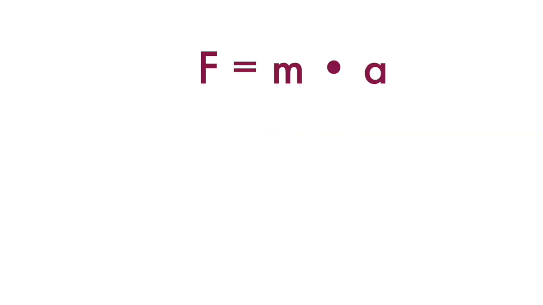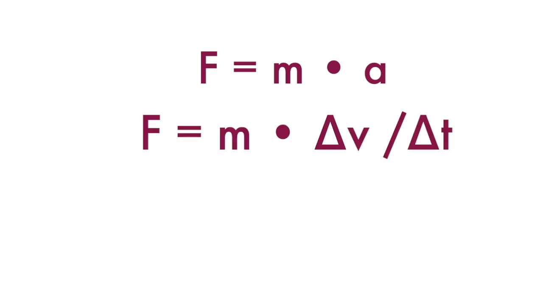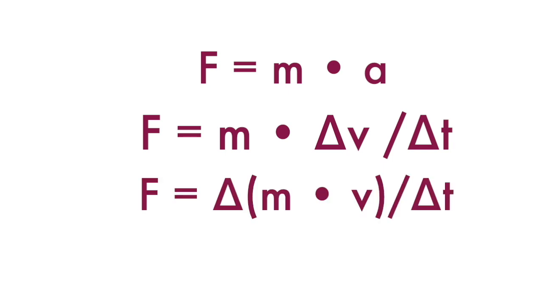We can actually relate force, momentum, and impulse using the equation force equals mass times acceleration, or F equals ma. Since acceleration equals change in velocity over change in time, we can rewrite this as force equals mass times the change in velocity over the change in time. We can rewrite this again as force equals the change in mass times velocity over the change in time. Notice that the right-hand side is now the change in momentum over the change in time.